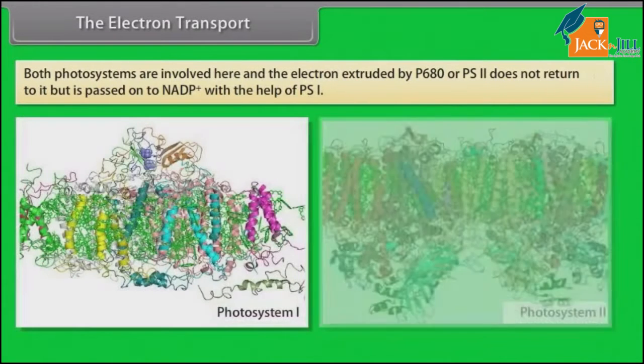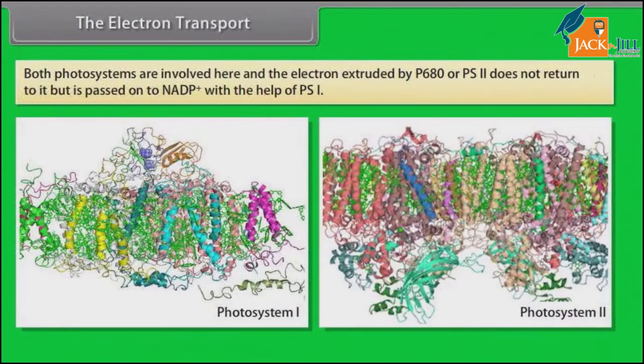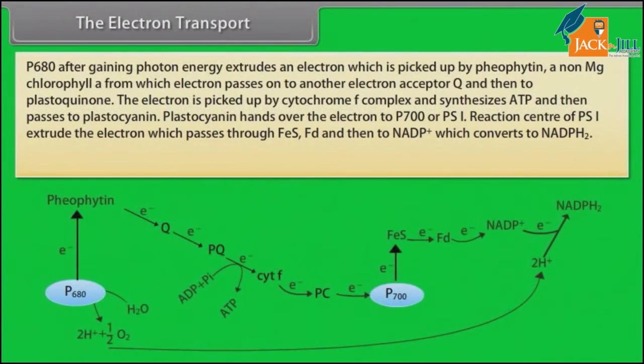The electron transport. Both photosystems are involved here and the electron extruded by P680 or PS2 does not return to it but is passed on to NADP+ with the help of PS1. P680 after gaining photon energy extrudes an electron which is picked up by pheophytin, a non-Mg chlorophyll A, from which the electron passes on to another electron acceptor Q and then to plastoquinone.